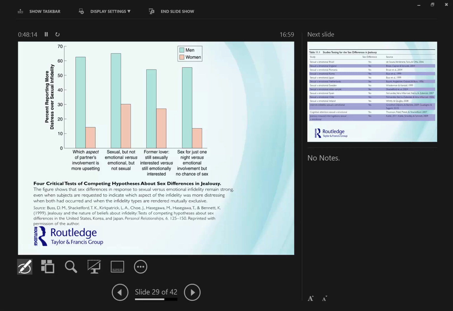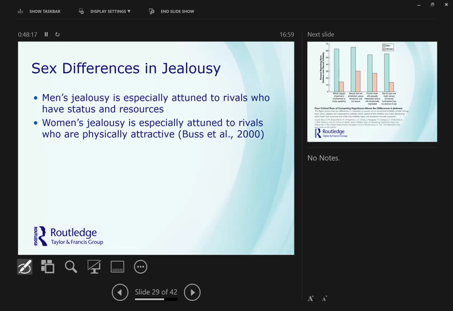So here's the interesting thing. Sex differences in jealousy, right? Not surprisingly, men are really jealous around individuals who have status and resources. Why? Women are looking for status and resources, right? So men should be like, hey, that dude's got more money. I better watch out. I need to be jealous now. I need to try something to make sure she doesn't leave me for her boss, right? Because he makes more money than I do.